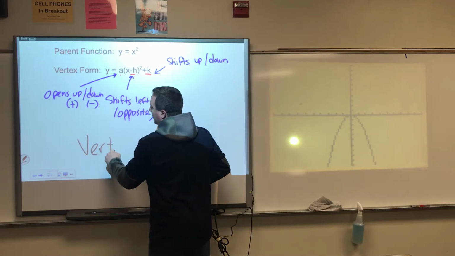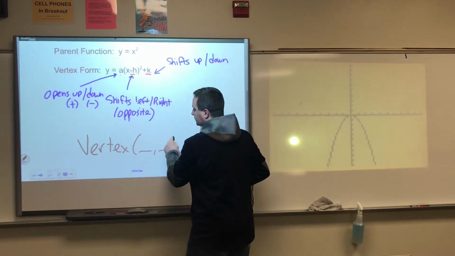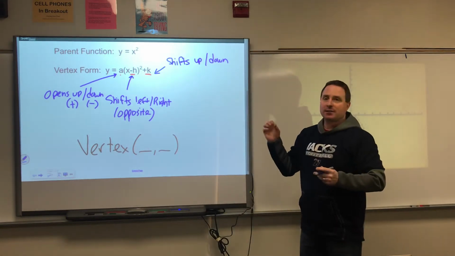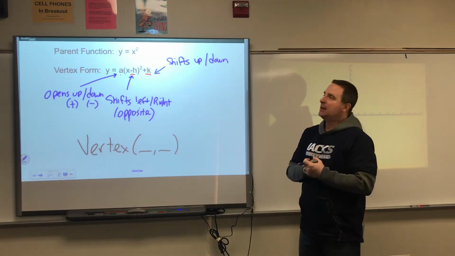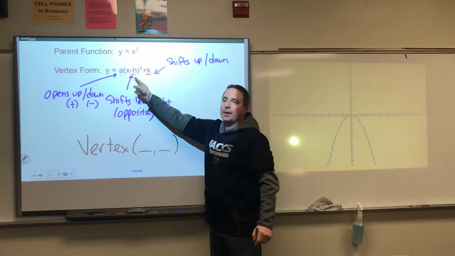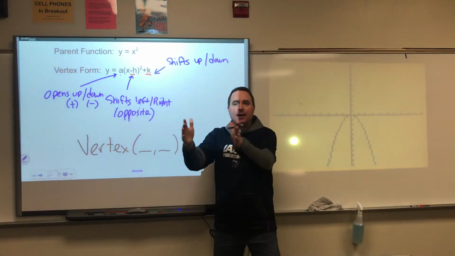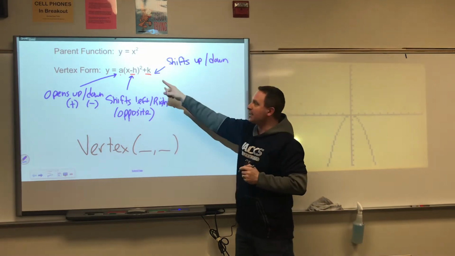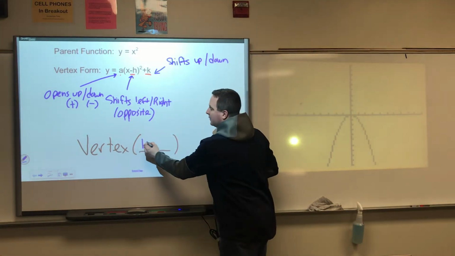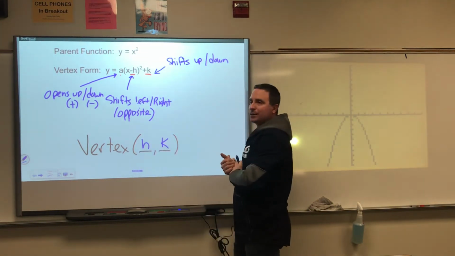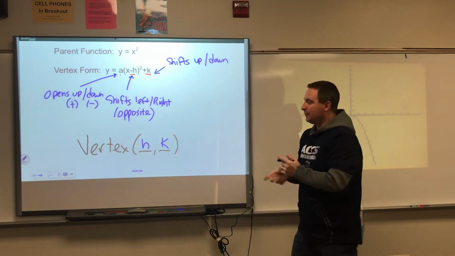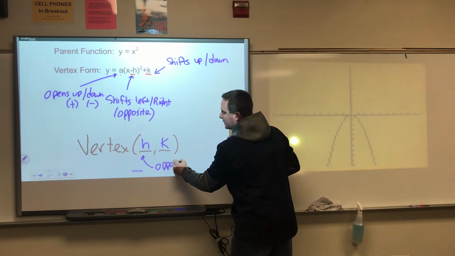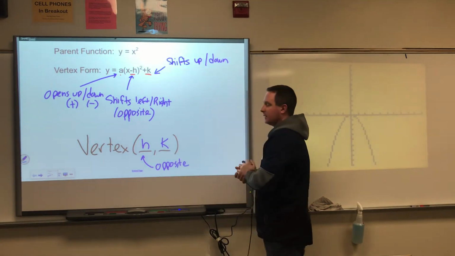And to kind of summarize it here, the parent function is the regular one, and its vertex is always at 0, 0. But if it has an h and a k going on here, it's just going to shift that vertex left or right and up and down. And we can find that vertex by identifying what h and k are. So that's where the vertex is going to be. And remember the special thing about h? H is always the opposite of what it looks like.